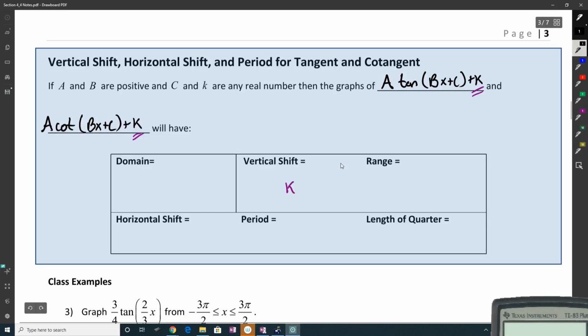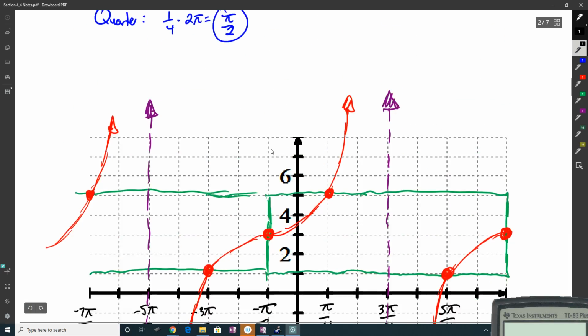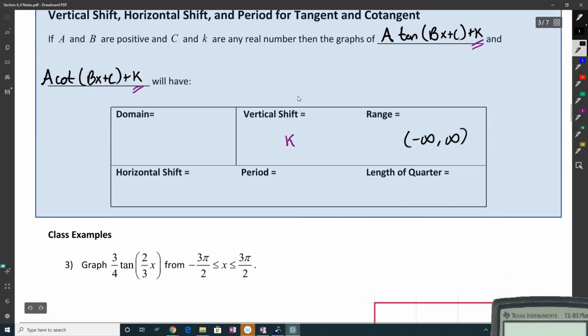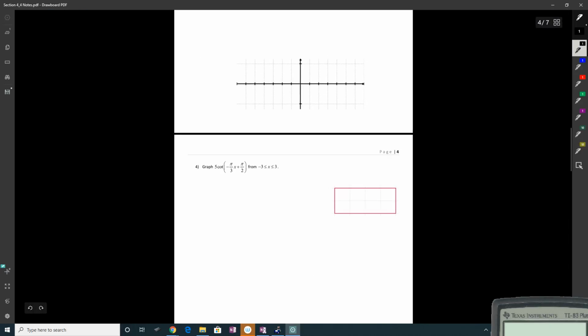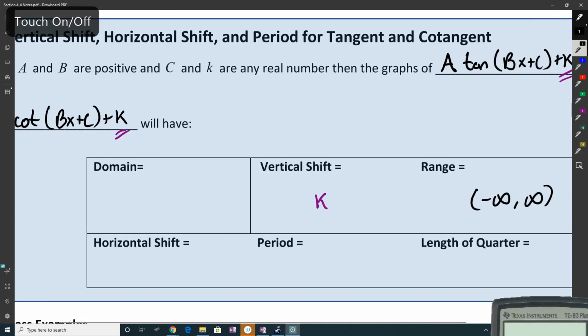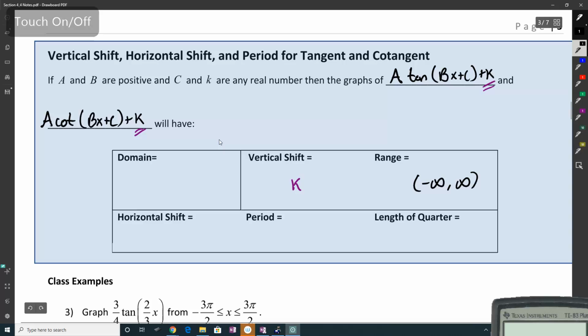The range of these guys is negative infinity to infinity. If you look at all the examples that we did above, the range is everything. It's the domain that's kind of weird, so I'm going to get to that in a bit. The horizontal shift is negative c over b, just like it was for tangent and cotangent. I have to lock my screen because that's annoying. All right. Negative c over b. The period is pi over b. And the length of the quarter is just 1/4 times the period.